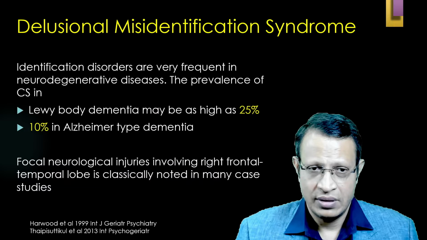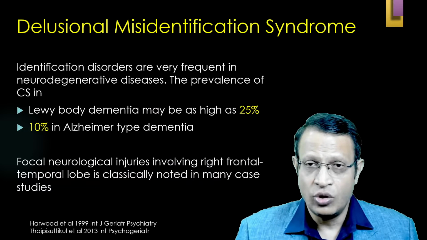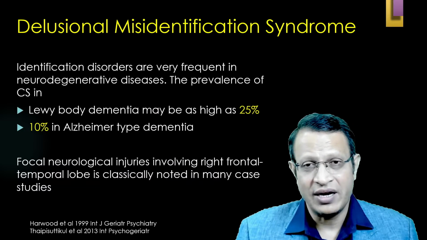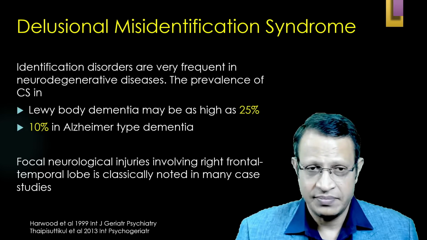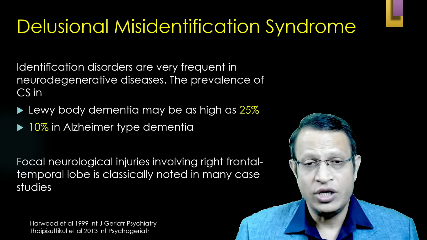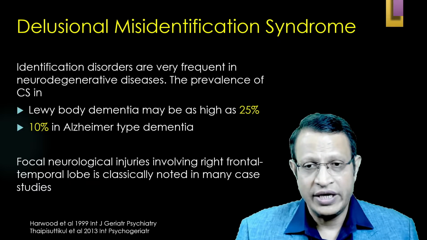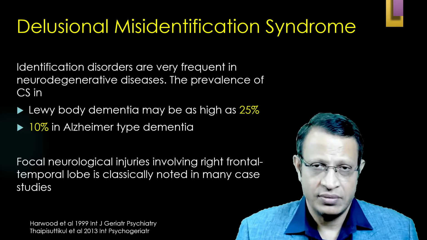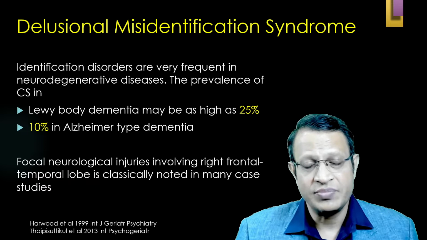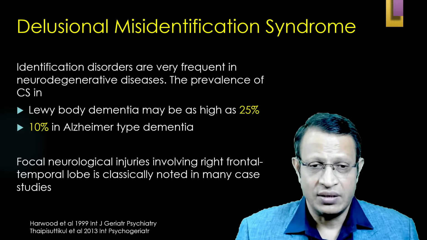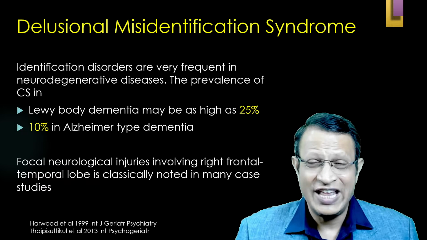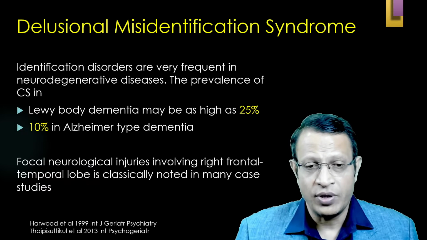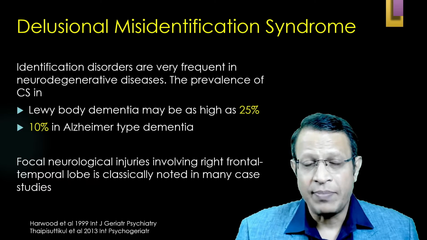Further, this syndrome is also seen in neurological conditions or in organic insult, and it is commonly seen in neurodegenerative disorders. The prevalence of Capgras syndrome is reported as 25% in patients suffering from Lewy body dementia and 10% in Alzheimer's type of dementia. Further, focal neurological injuries involving the right frontotemporal region are classically involved in Capgras syndrome, my dear friends.